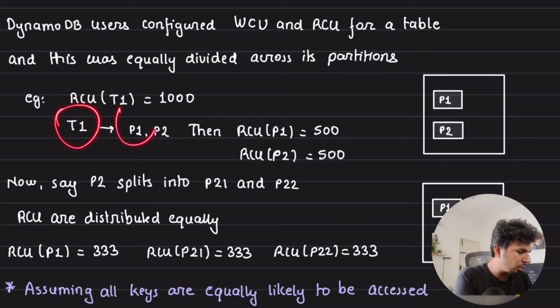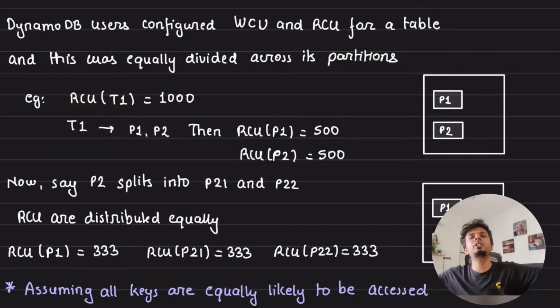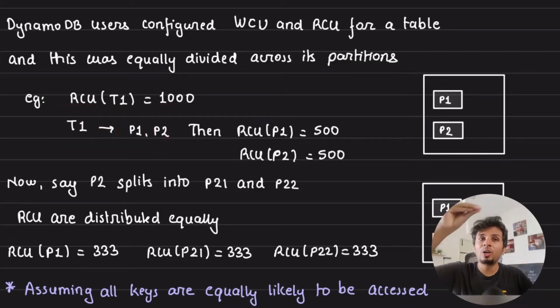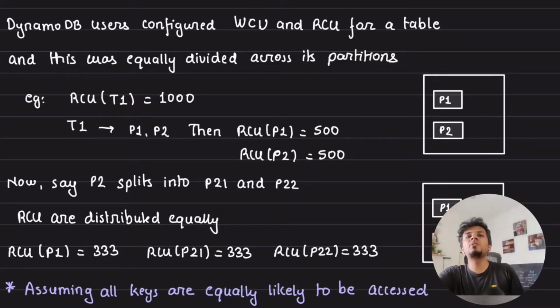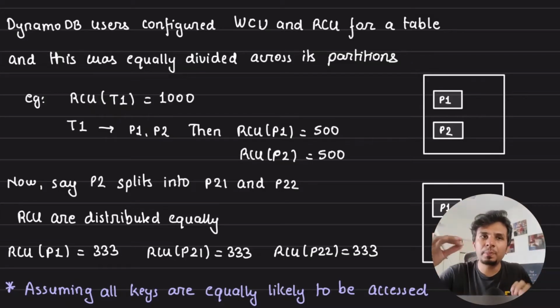And on that table I have two partitions, P1 and P2. I would distribute it proportionally. Because I have two partitions, total capacity is 1000. Partition P1 capacity unit will be 500, and partition P2 will be 500. Splitting it equally among all the partitions.